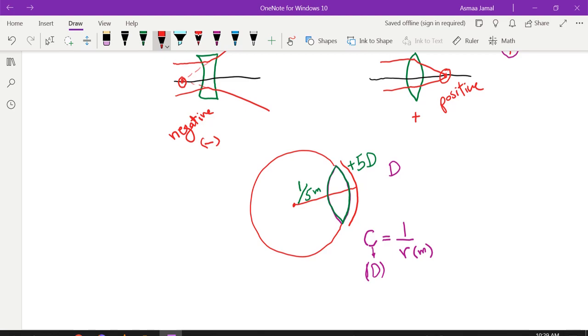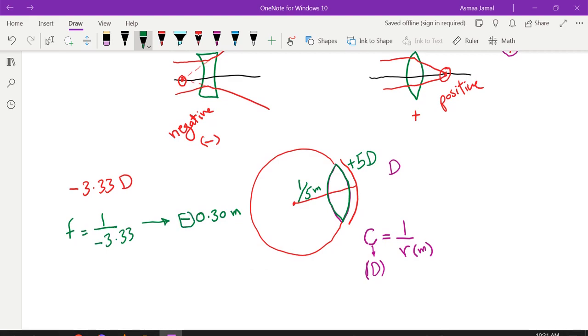Let's take another example. Let's say we have a lens with minus 3.33 diopters. Can you measure the focal length of this lens? Well, F immediately will equal 1 over the power of the lens, which is minus 3.33. So the focal length of this lens is minus 0.3 meter. And perhaps you're wondering how a distance can be negative. That's because we have this focal length on the negative side of the lens. And since it's negative, that immediately means it's a concave lens.